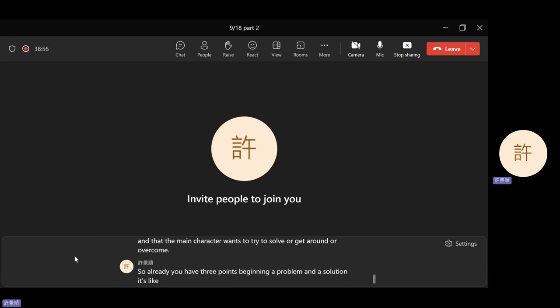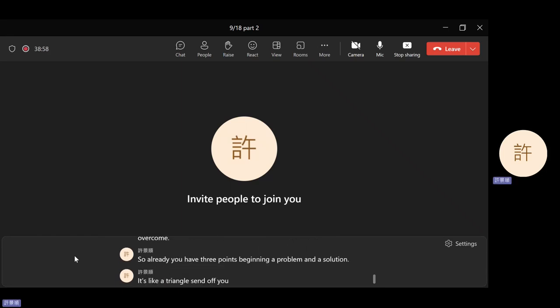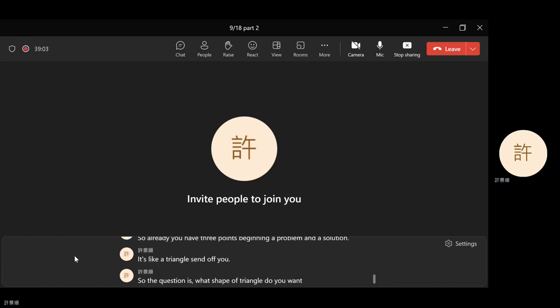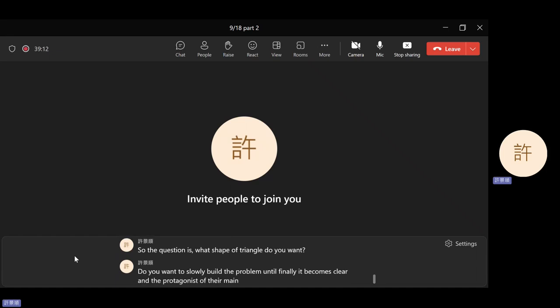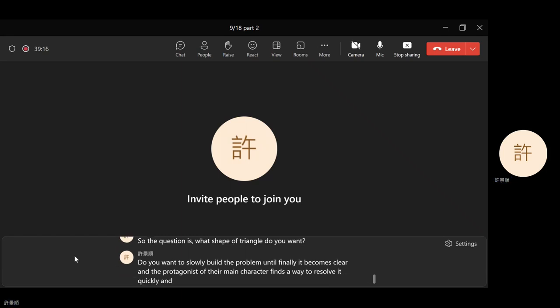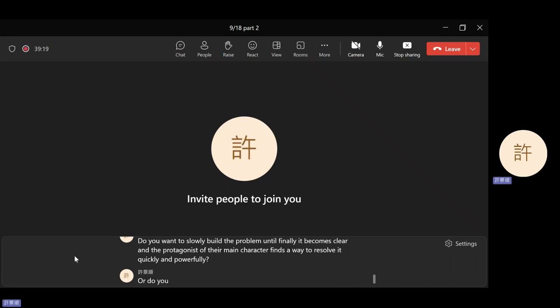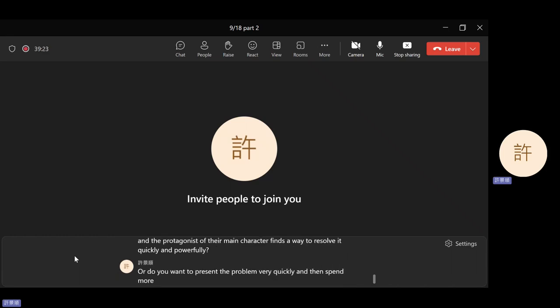It's like a triangle, 三角形. So the question is, what shape of triangle do you want? Do you want to slowly build the problem until finally it becomes clear and the protagonist, your main character, finds a way to resolve it quickly and powerfully? Or do you want to present the problem very quickly and then spend more time following the main character as they try to find a way to solve that problem?